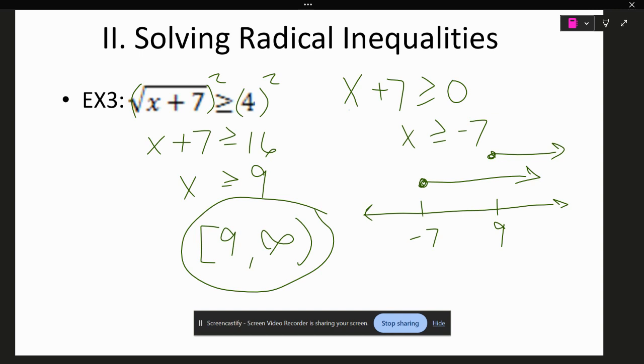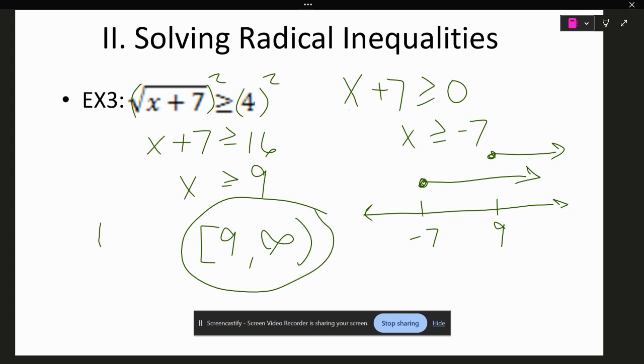Yep. Where does negative 7 go? Negative 7 comes before 9, so it would be on the far left. Or is it like the other 9 and infinity? Oh, so you don't. Since it doesn't overlap from negative 7 to 9, you would not use that as part of your solution. Your solution is mainly based on what you get when you solve. Your domain is there to tell you what restrictions you would have within that solution.